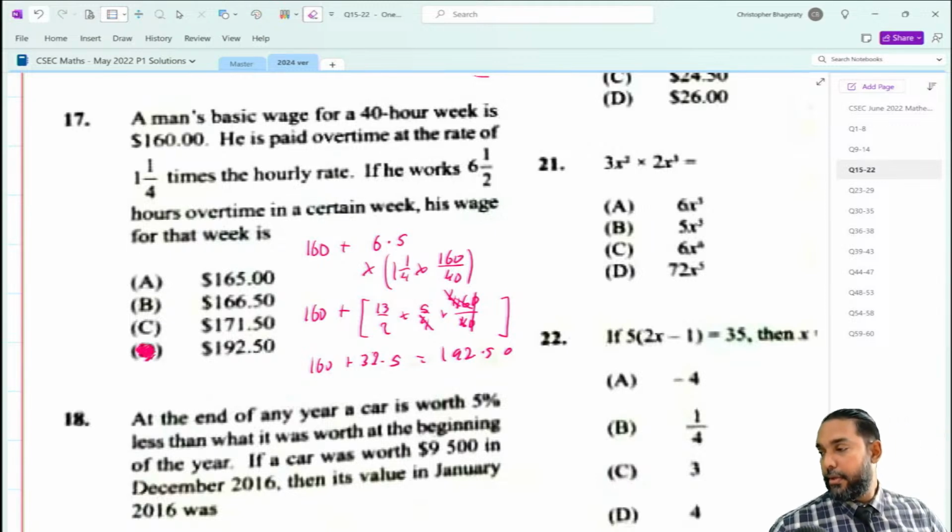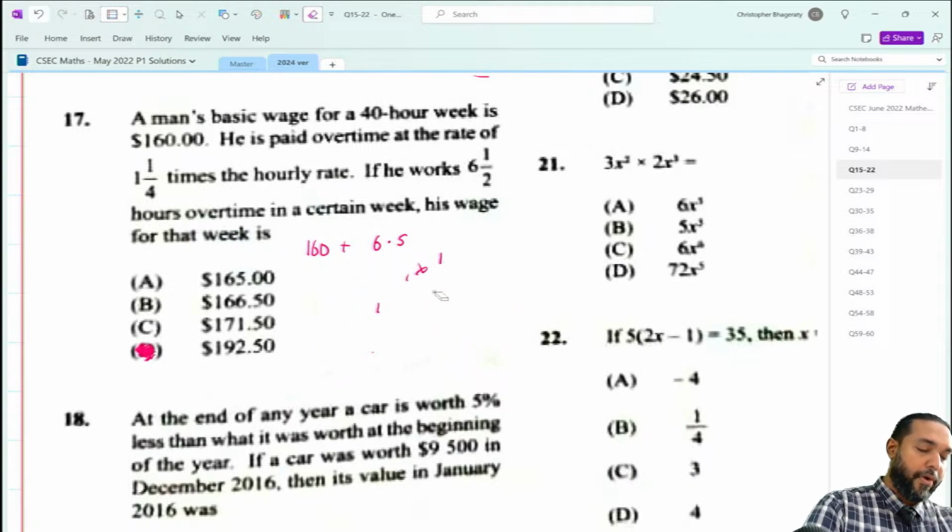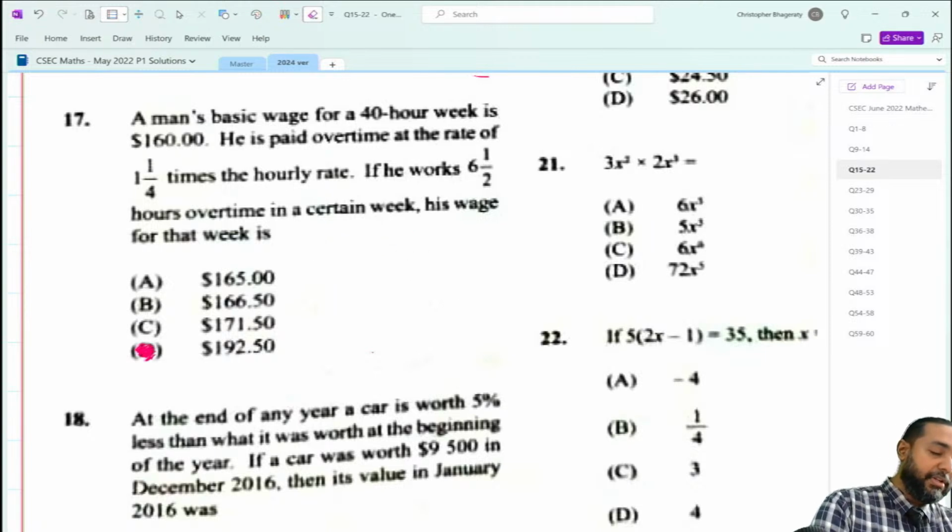Chris, could you go over that one again? Yeah, I'm going over that one time. A man's basic wage for a 40-hour week is 160. He is paid overtime at a rate of 1 1/4 times the hourly rate, and he works 6.5 hours overtime. So his overtime rate is 1 1/4 times the hourly rate. He earns 160 over 40 hours, so that's 4.